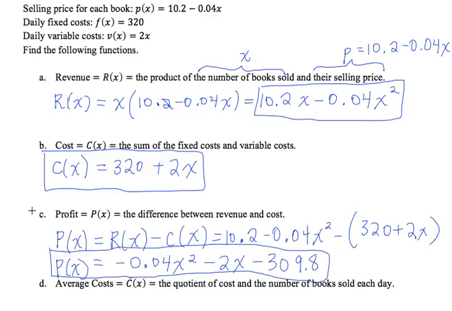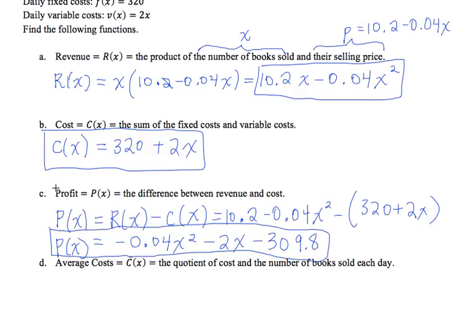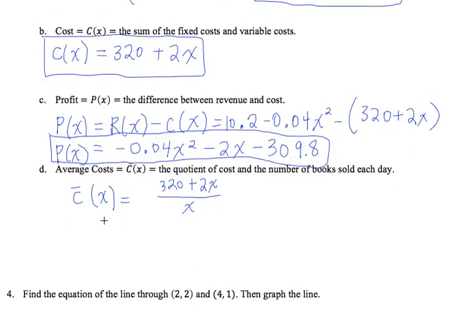Average cost, that's the average cost per book. It's the quotient of the cost to you, the manufacturer, and the number of books that you sell every day. So average cost is often denoted C bar, typical. So then it's the quotient of the cost function, which is 320 plus 2x, and the number of books that you sell each day, which is just x. And we'll come back to that average cost idea later on in this course.